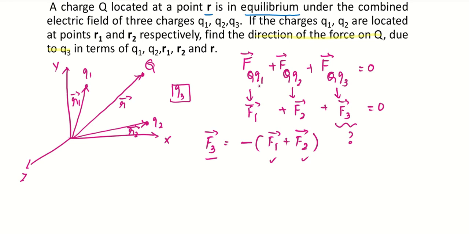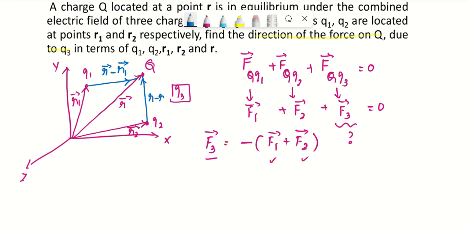So let's do that. First, according to Coulomb's law, the force between Q1 and Q acts along the line joining these two charges. It acts in this direction, and I can write this as R minus R1 vector. Similarly, the force on Q due to Q2 acts along this direction, and this vector is R minus R2 vector. Let me write X vector as R vector minus R1 vector, and Y vector as R vector minus R2 vector.